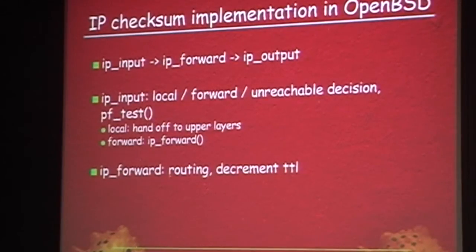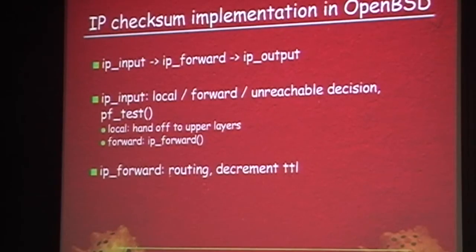The checksum implementation of OpenBSD, the flow through the kernel I explained many times, so we're taking the shortcut here. Basically, for the layers I care about, we're talking about IP input, calling IP forward, going to IP output. In IP input, we have the decision whether a packet is to be locally delivered or to be forwarded or to be thrown away because it's unroutable. And right after that, there's the PF test call. That's the entry point into PF. So PF is there. If it's local, it's handed off to the upper layers, and as I said, I don't really care about that. If it's to forward, it goes to IP forward.